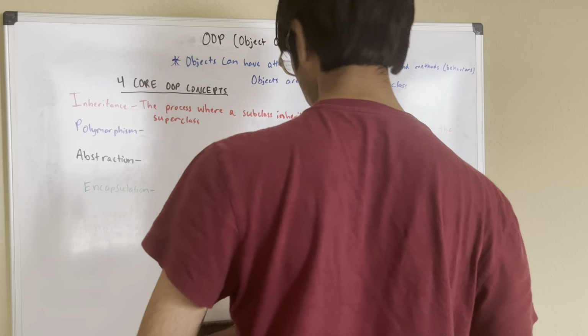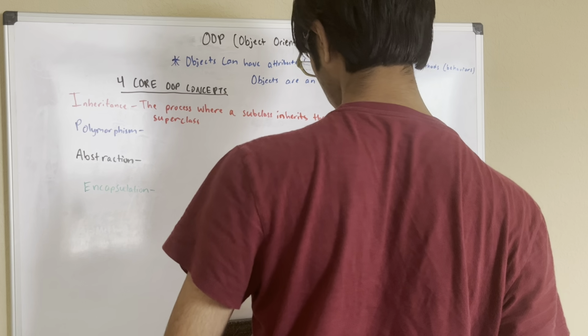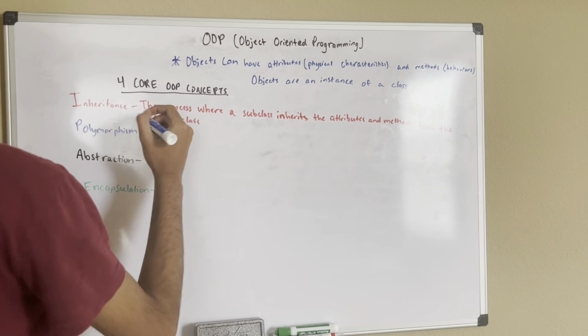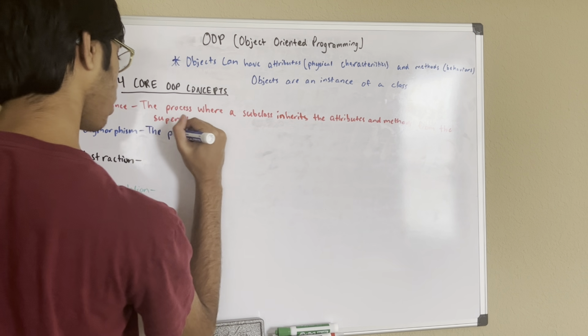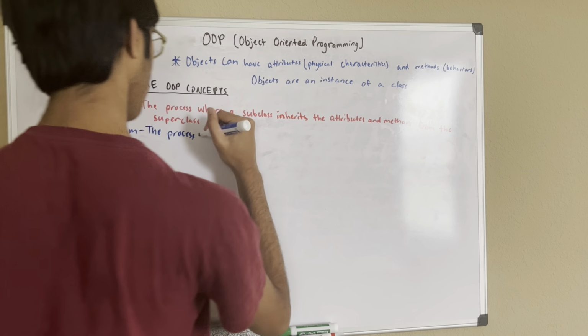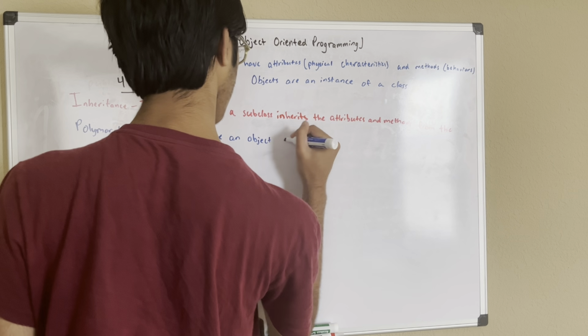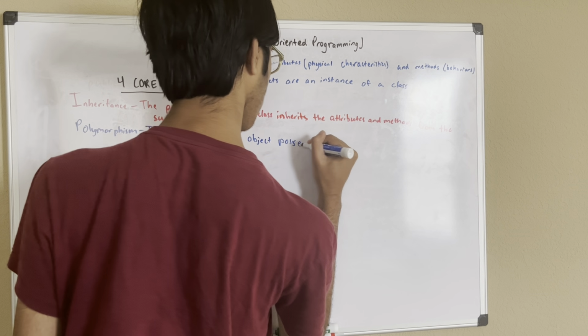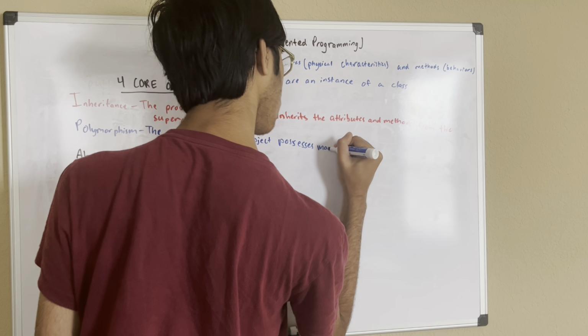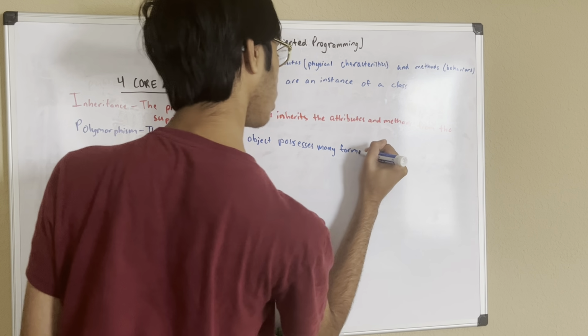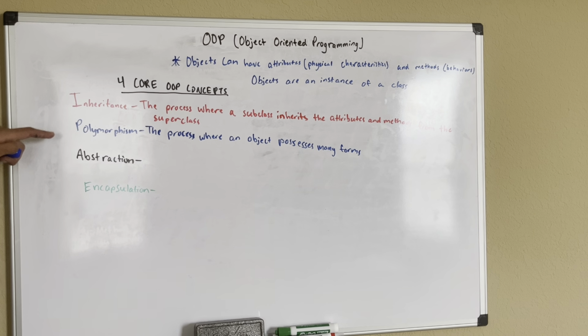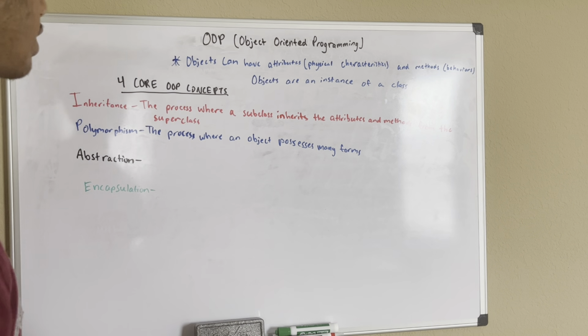Okay, so polymorphism, the process where an object possesses many forms. Right? It's in the definition itself. Polymorphism. Morphism is just forms. Poly is many. So it's just an object possesses many forms. Polymorphism.